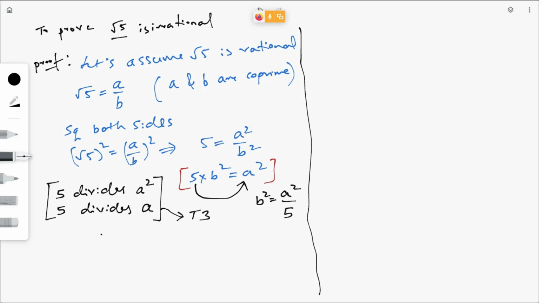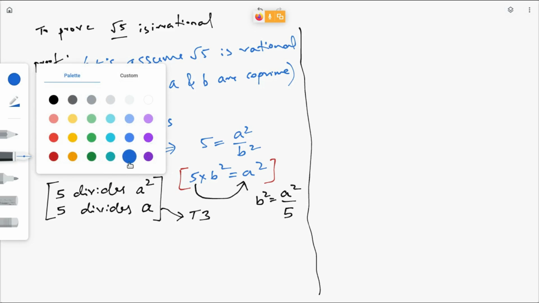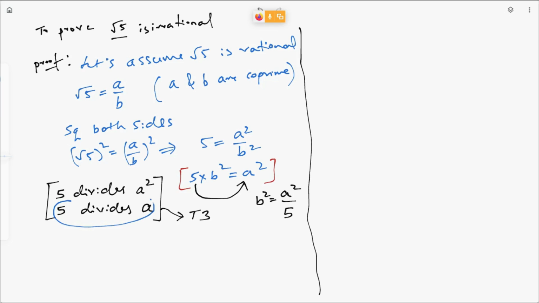Okay. So, from this statement, 5 divides a. See, 5 divides a square. How did we get this 5 divides a square? From this, yes or no? We got this from this. Okay. So, what is the contrary to that? Theorems, you have them, right? In the circles chapter there were theorems, even in 9th standard.